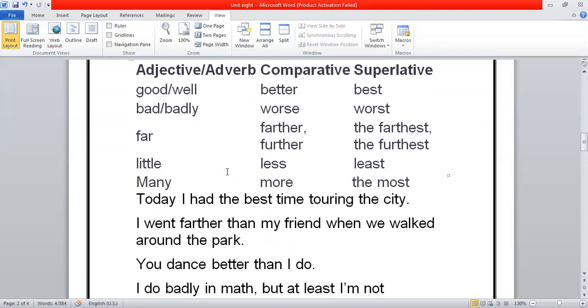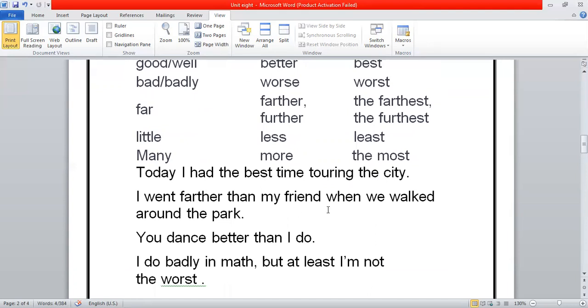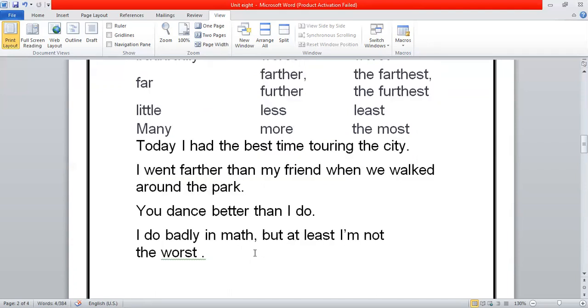If I talk about irregular adjectives, you will find good, better, the best; bad, worse, the worst; far, farther or further, the farthest or the furthest; little, less, least; many, more, the most. So I can say, for example, today I had the best time touring the city. I went farther than my friend when we walked around the park. You dance better than I do. I do badly in math, but at least I'm not the worst.